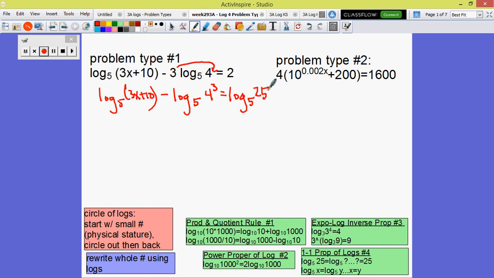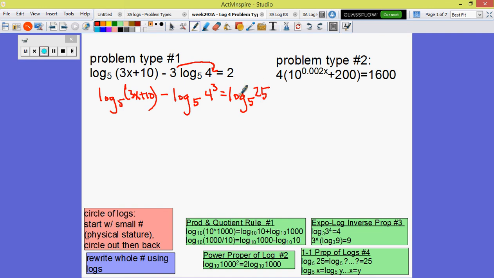Okay, because remember, if you use the circle of logs, 5 to the power of 2 gives you 25. So the most common mistake that people make over here is to write log base 5 of simply 2. That is not the case. They think, oh, I'm just going to put a log 5 here and not change this. No, it's log base 5 of 25.